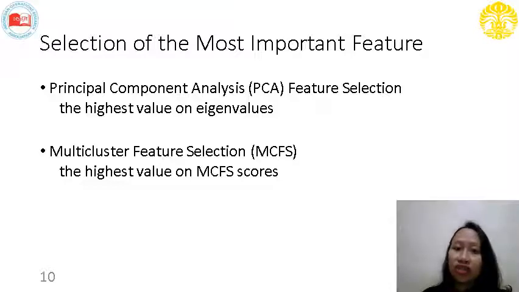Multi-cluster feature selection is an unsupervised method with a data analysis algorithm for data that have very high dimensions. On MCFS, features are sorted and chosen with the regression coefficients as the score.